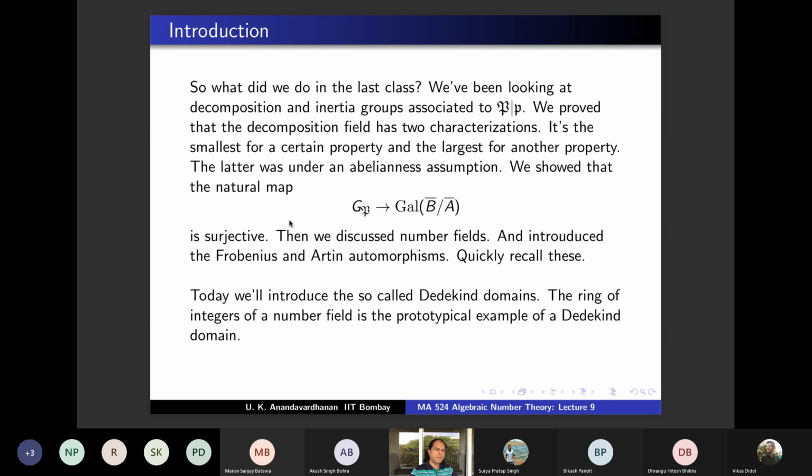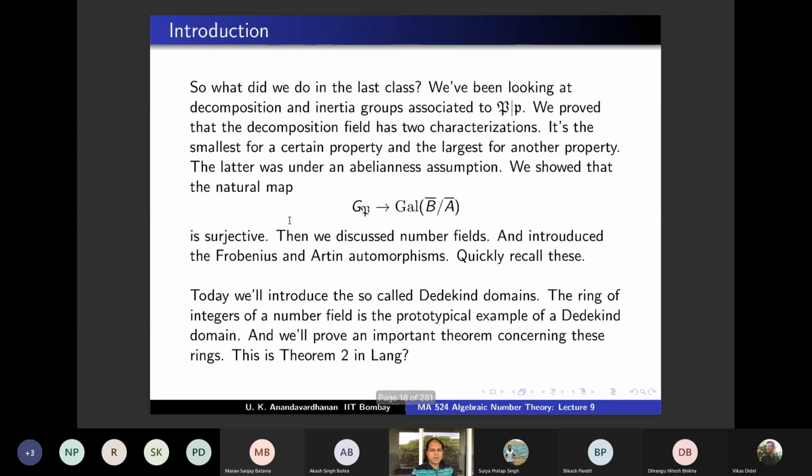So if you take any number field and consider the ring of integers, those are examples of Dedekind domains. And therefore, since we are basically interested in those rings, we will be looking at Dedekind domains a bit more closely. And we are going to prove a very, very important result today concerning Dedekind domains.